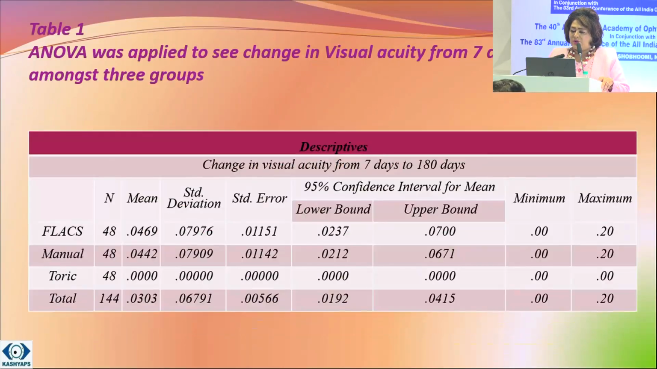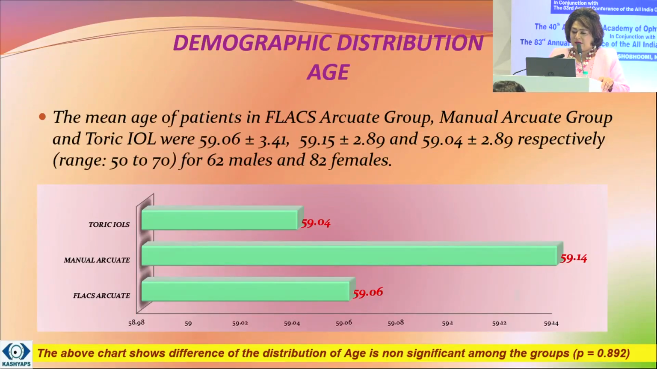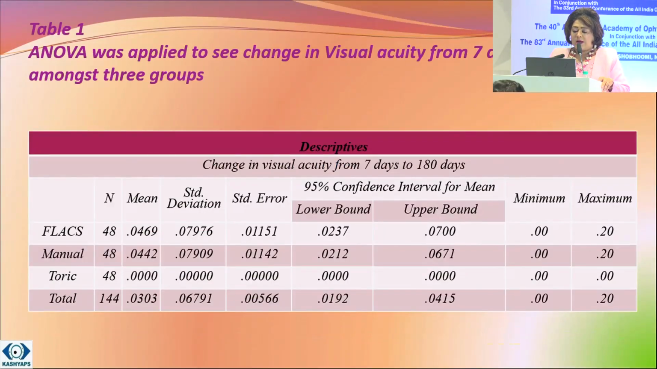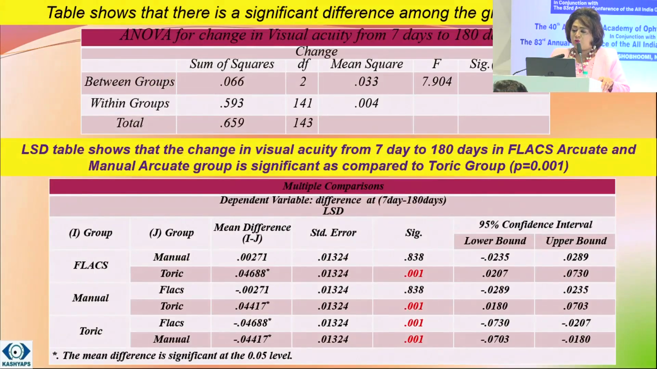The demographic distribution of age and gender was comparable. The ANOVA was applied to see change in visual acuity from 7 days to 180 days among the 3 groups, and the ANOVA showed a significant difference among the groups. When LSD was applied, it was found that the change in visual acuity from 7 days to 180 days in flax arcuate and manual arcuate group is significant as compared to toric group.